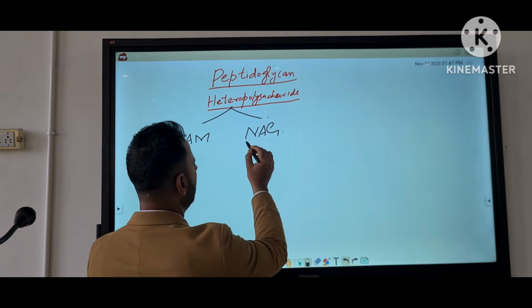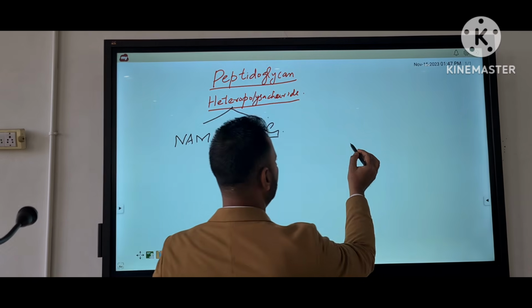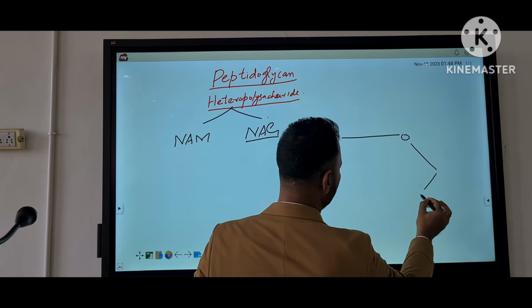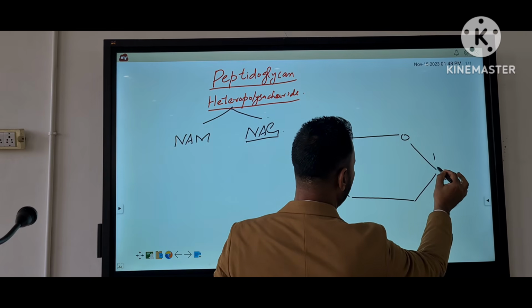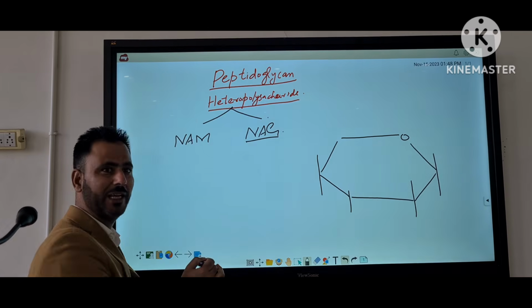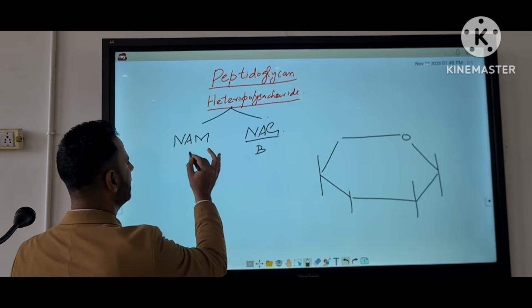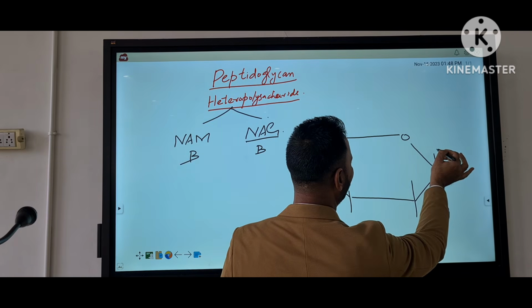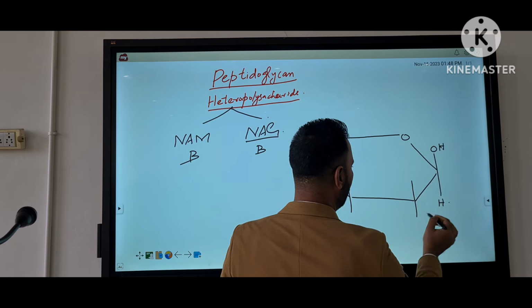Let us take NAG. NAG is N-acetyl glucosamine. For this we need to draw the structure of glucose. You know glucose? Glucose is in the pyranose form, right? And here we have a question whether this is in beta form or alpha form. So for all times to remember, it is beta. Beta means, where is the OH? On the top, right? This is H.